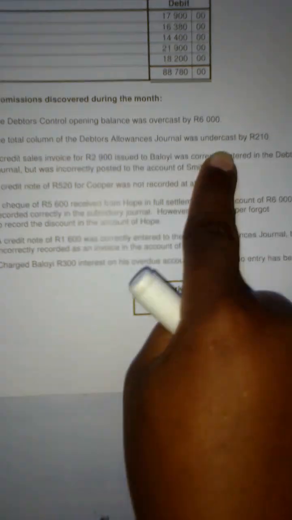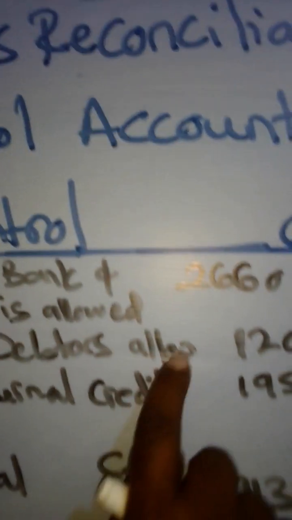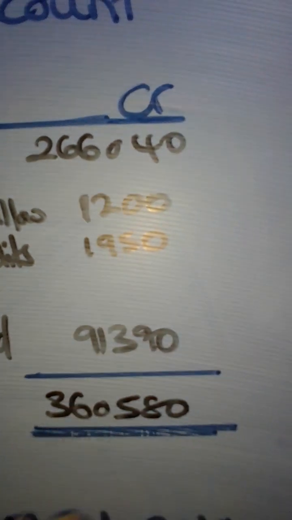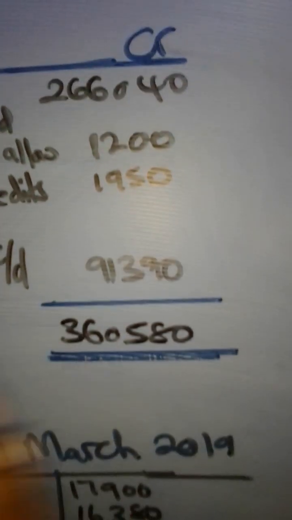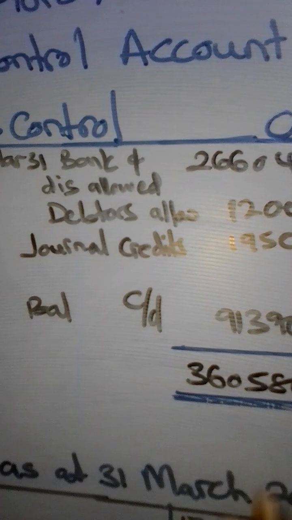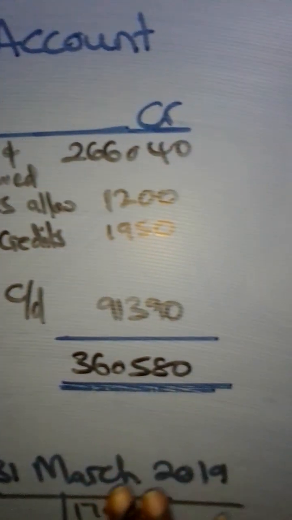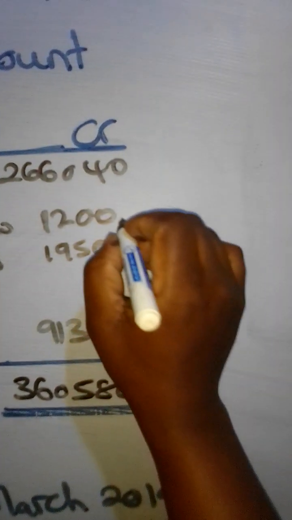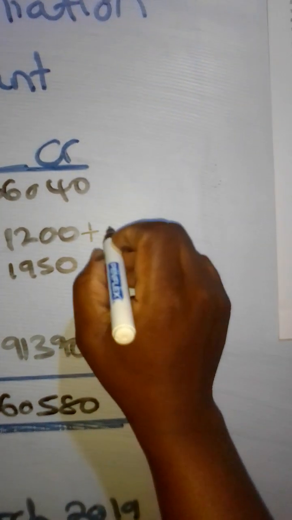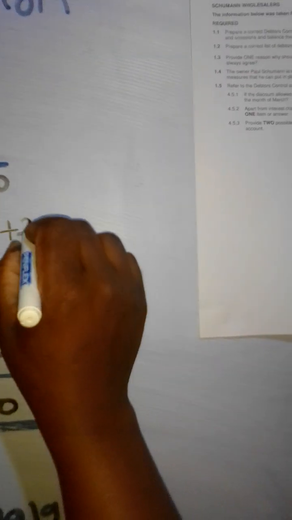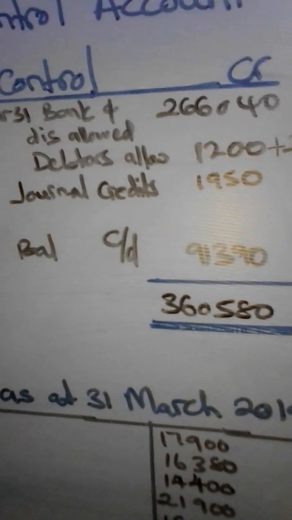Error number B. The total column of the debtors allowances journal was undercast by 210. Let's identify our debtors allowances. Here are our debtors allowances, 1,200. They are saying that they were undercast by 210. So to be undercast, it means this amount is less by 210. So how do we correct this error? We simply have to add the 210. We are going to say this amount plus 210. Okay, let's move on to the other adjustment.